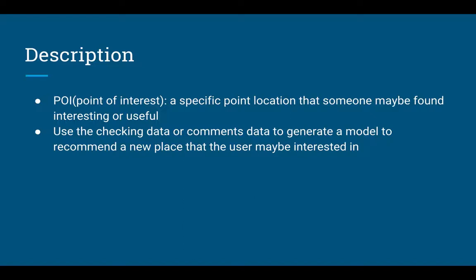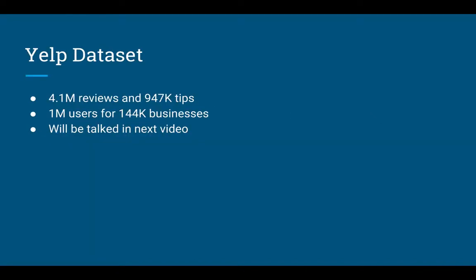First is a POI, point of interest. This is a specific point location that someone may find interesting or useful. A common way to do this kind of task is using the check-in and comment data of the user to generate a model to recommend a new place or location that the user may be interested in.